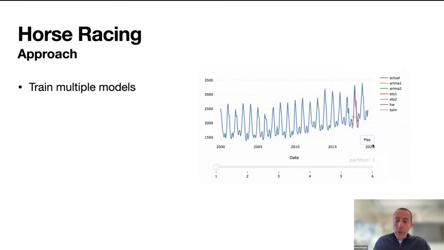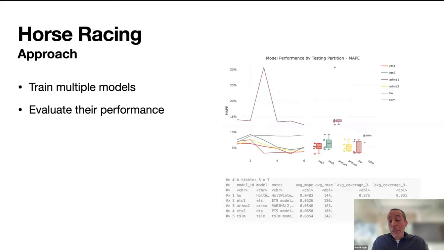And then we just move the window. Each time we predict the next testing partition, we collect the prediction and evaluate the performance. We define some performance metrics we want to measure, and there are many. In this case, you see mean absolute percentage error, but it's not limited to this. What we want to see, with backtesting on multiple testing partitions, is first whether the model is consistent in its performance.